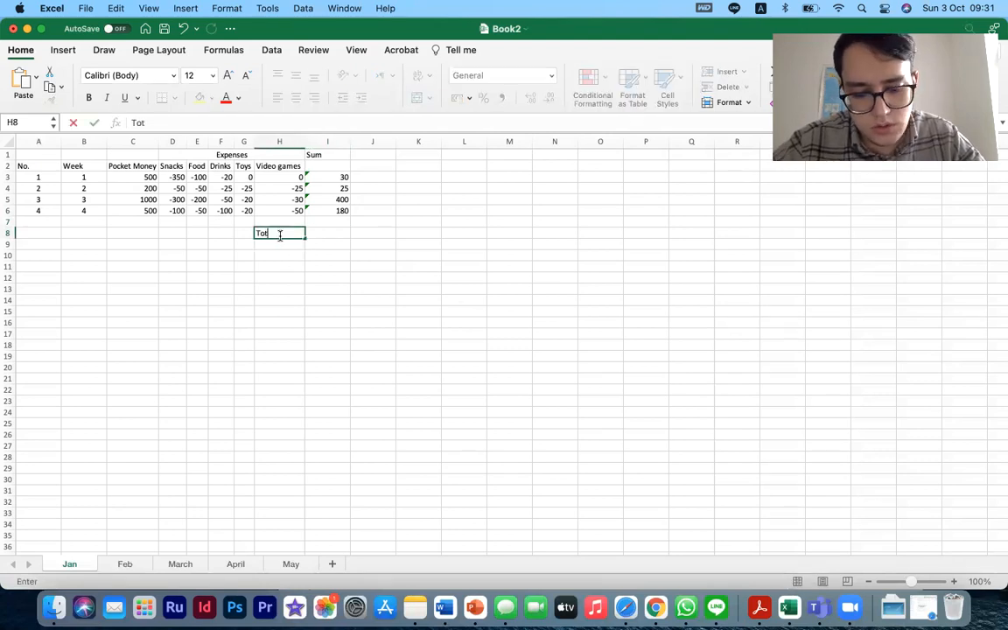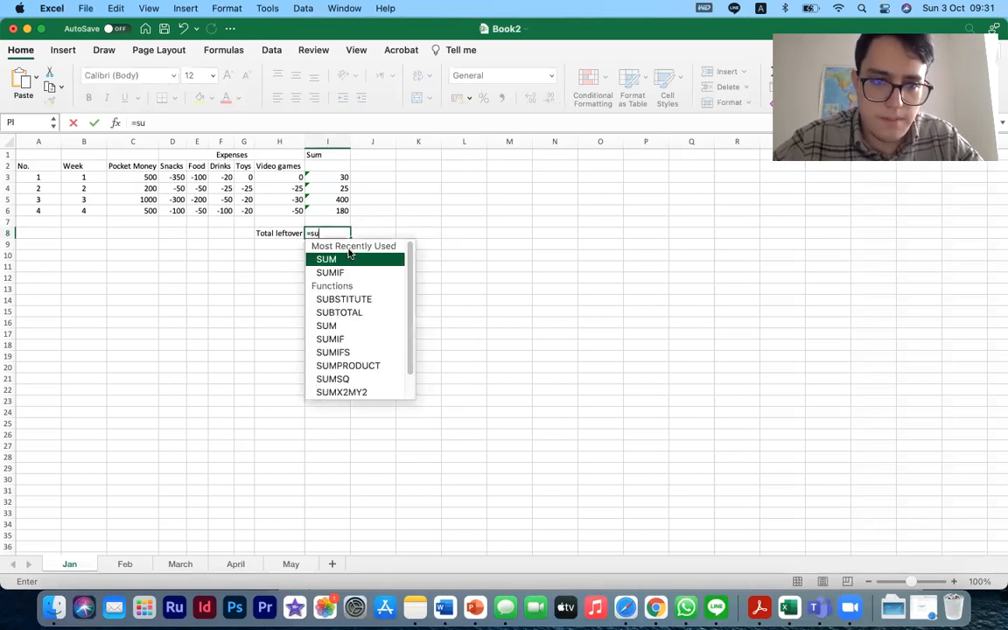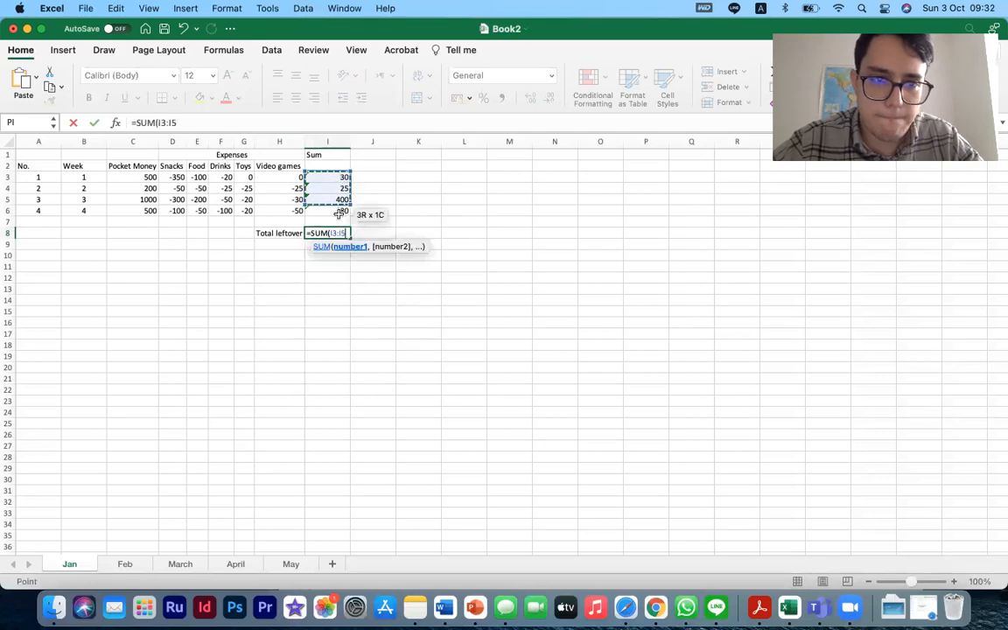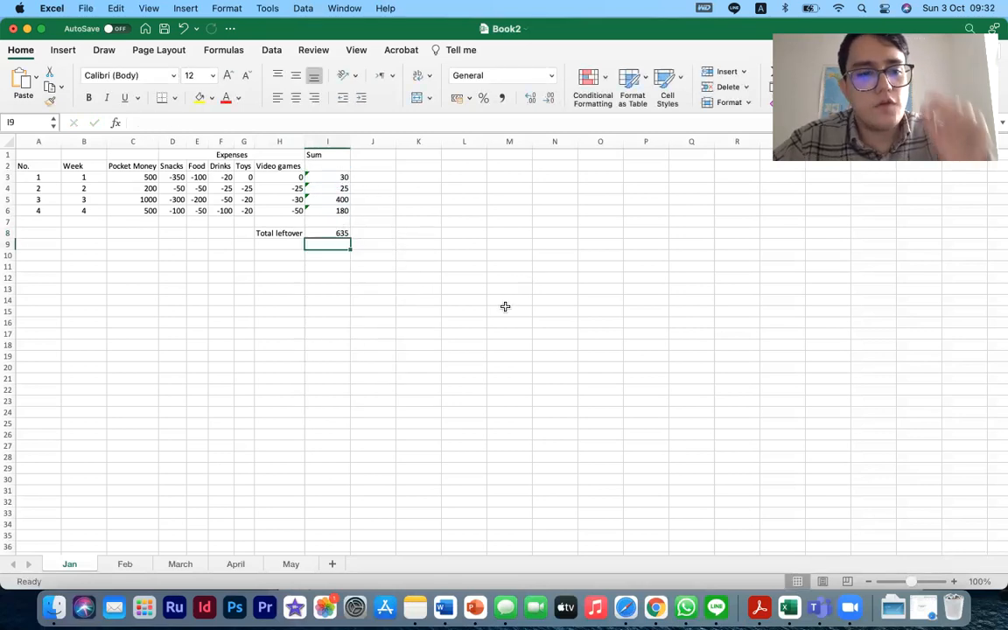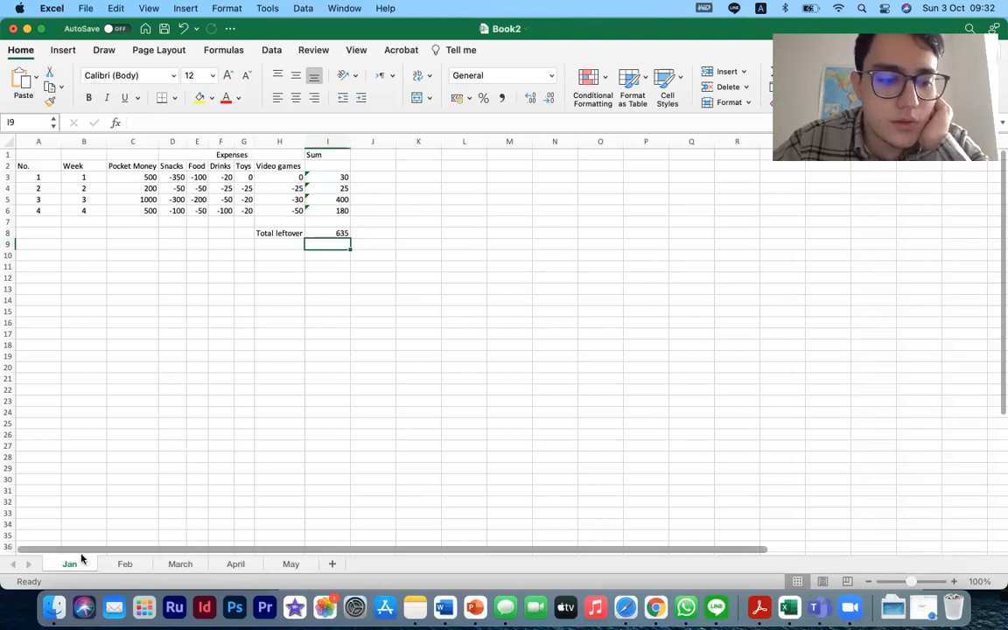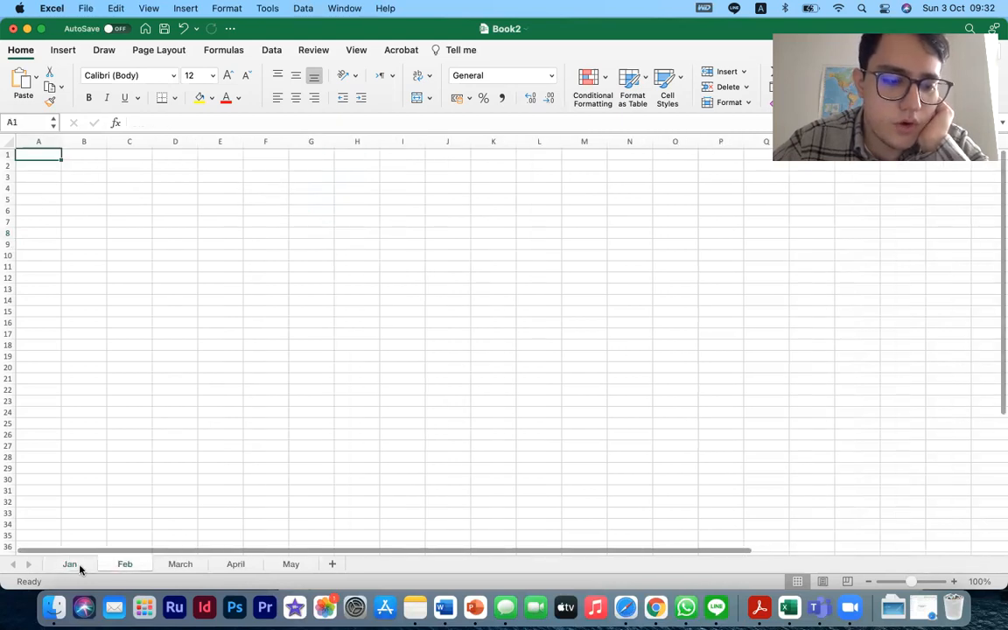Next, we want the total left over, which you can do with sum. Don't forget equals sum. So for January, we can see you have 635 baht left. So we can move on to February, March, April, and May.